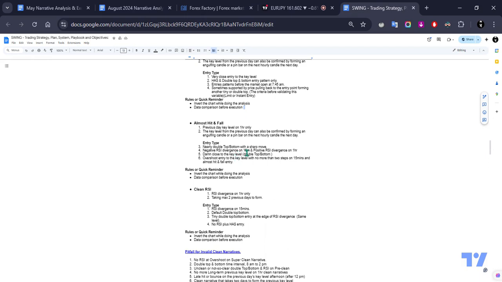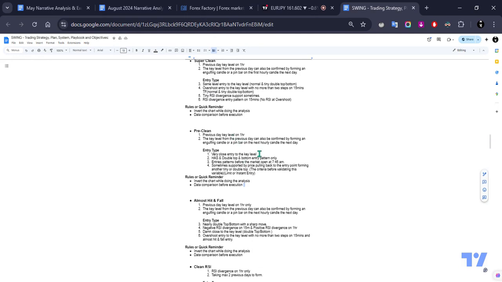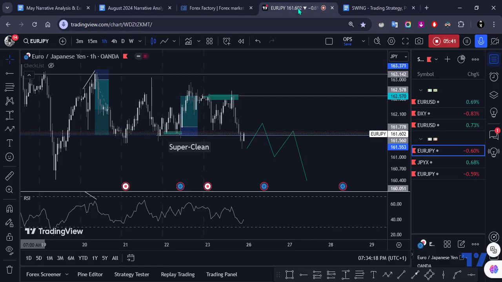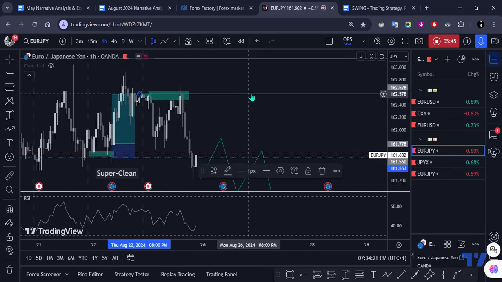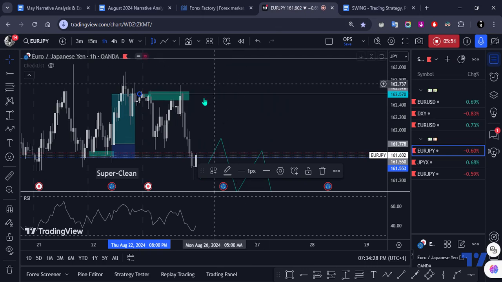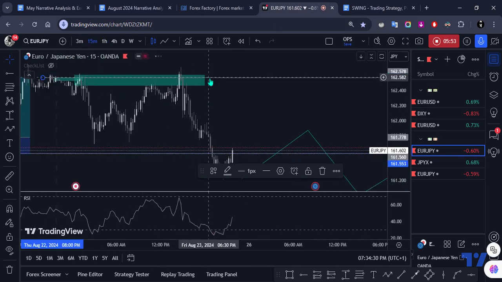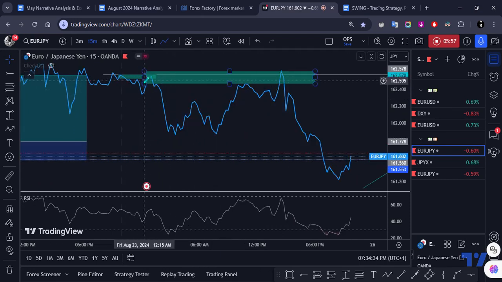Okay, negative RSI. No, this is not what I'm checking. Yeah, very close entry to the key level. Yes, that's the key level. This line is the key level. And then, okay, HS or double bottom. There is a double top here, if you ask me. See, there is a double, there's an I, there's another one there.